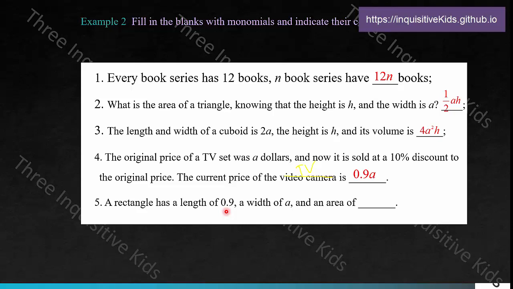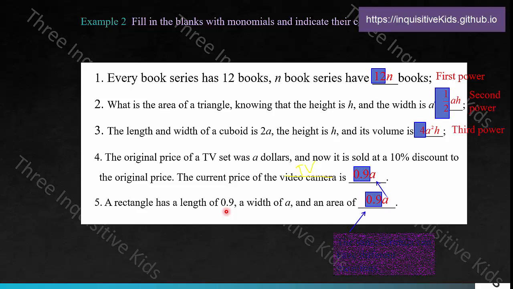5. A rectangle has a length of 0.9, a width of a. So the area is going to be width times length. That would be 0.9a. The coefficients are going to be 12, 1/2, 4, 0.9, 0.9. And the degrees are first power, second power, third power.